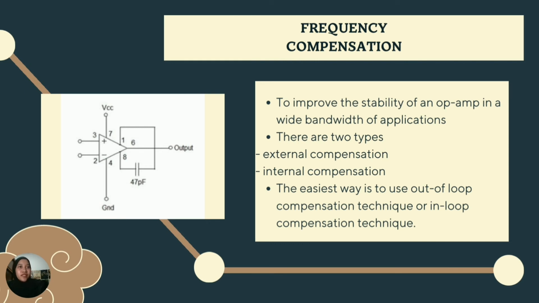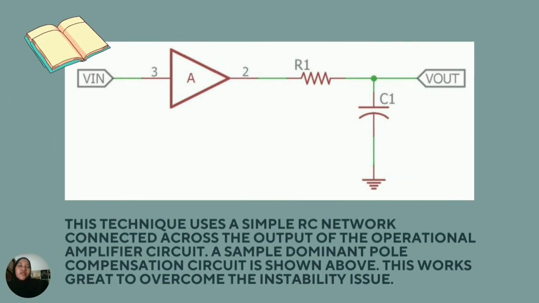The solution is to compensate the amplifier in terms of frequency response by using a frequency compensation circuit across the operational amplifier. The stability of an amplifier is highly dependent on different parameters. There are actually different types of frequency compensation techniques used in electronics. This is one example, where the figure shows the circuit used in the dominant pole compensation technique. This technique uses a simple RC network connected across the output of the operational amplifier circuit. A sample dominant pole compensation circuit is shown above. This works great to overcome the instability issue.